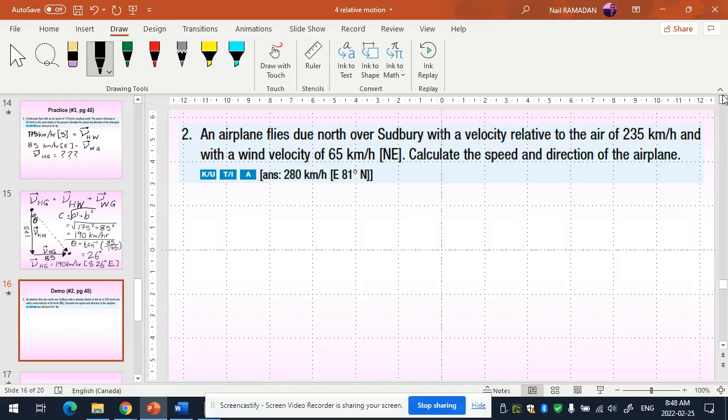Good. Calculate the speed and direction of the airplane. Now, again, which velocity do you want of the plane? The velocity of the plane relative to the what? Again, relative to the ground. Why? Because this flies due north over Sudbury with a velocity relative to the air and a wind velocity relative to the ground. By the way, they never mention usually what the wind velocity is relative to. It's always relative to the what? To the ground. Someone is looking up and they see a piece of paper fly. This is how they know exactly what speed and what velocity the wind is going at. Okay? All right.